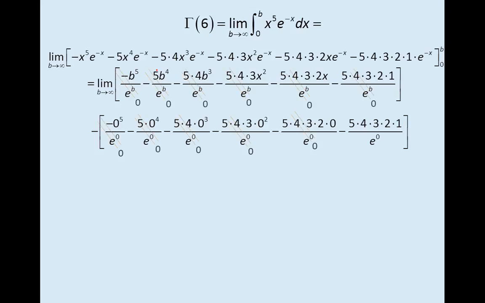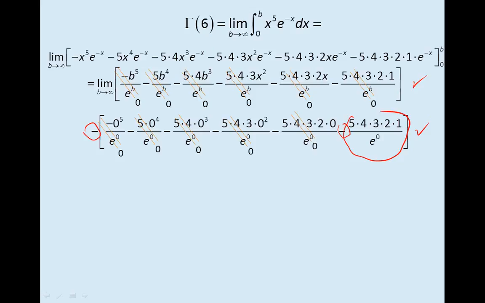Now notice that every term is 0. First of all, when we evaluate this limit up here, the e to the b's in the denominator mean the denominator just blows up much faster than the top. So every one of those terms goes to 0. In the second one, down here when we plug in a 0 for x, every term is going to be 0 except for the very last term. Now notice we have a negative here and a negative here.